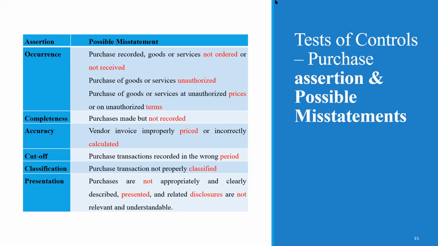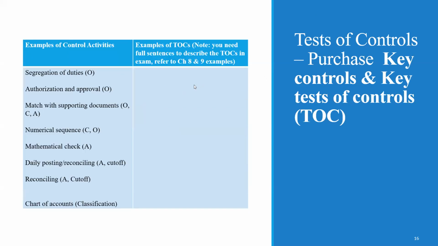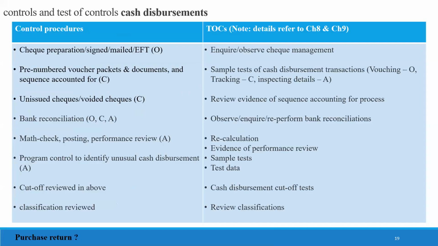When you check the occurrence assertion for the cash disbursement, you are going to match the payment with the voucher, with those previously mentioned documents, and also further match that with the bank records. And of course, you are also doing the bank reconciliation for all the cash disbursement activities.